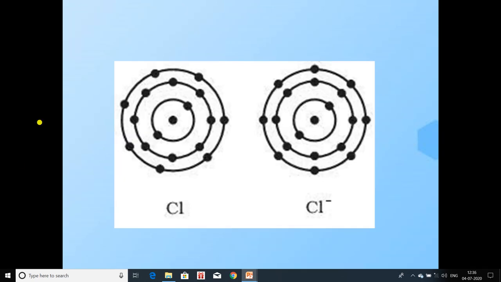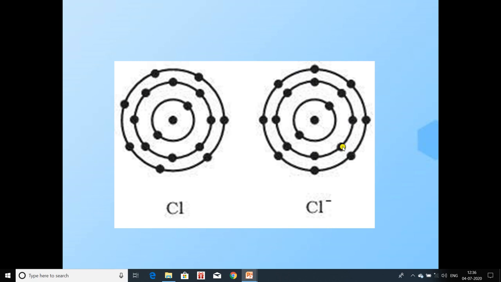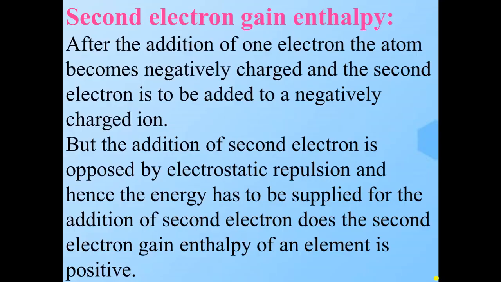Here there is a diagram of a chlorine atom. In the chlorine atom there are 7 valence electrons, and chlorine needs only 1 electron to complete its octet. That means 8 electrons, because 8 electrons are more stable. So chlorine can easily accept 1 electron to gain stable electronic configuration. Here it easily accepts 1 electron and a large amount of energy will be released. That means electron gain enthalpy is negative.